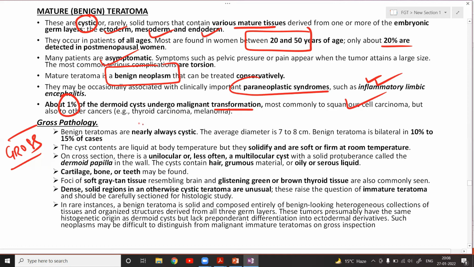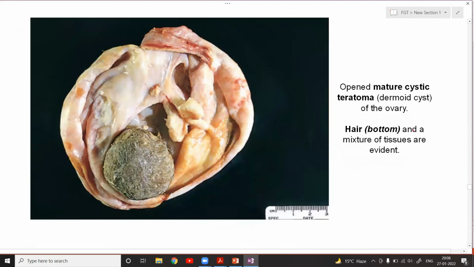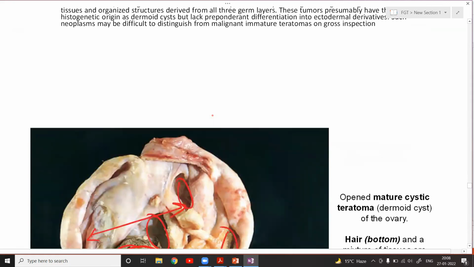So benign teratomas are nearly always cystic, approximately 7 to 8 centimeters in diameter, and they are bilateral in only 10 to 15% of the cases. The majority of the malignant germ cell tumors that we have seen are unilateral in nature. So this is your mature cystic teratoma. You can see this is a mass containing hair, a mixture of tissues, and it is cystic. It is an open space. It is multicystic: one space here, one space here, one space here.